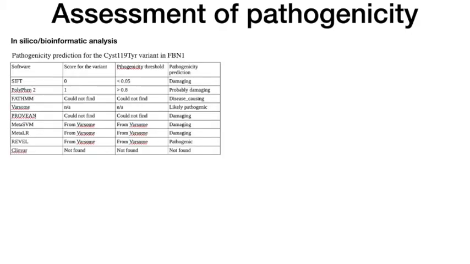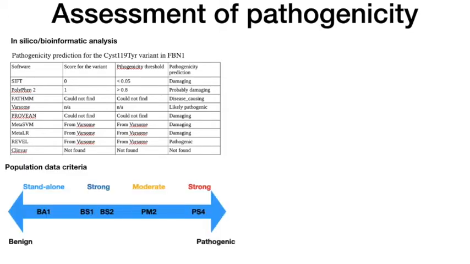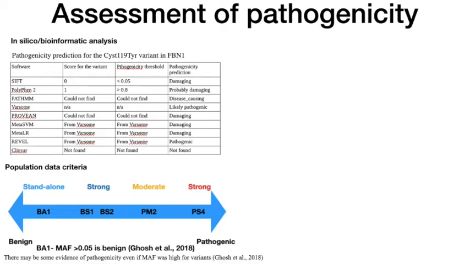In silico analysis for pathogenicity prediction yielded the following results for the variant. We can assess degree of pathogenicity using the pictured population data criteria. One of the measures we use is minor allele frequency to provide information allowing us to differentiate between common and rare variants in the population.